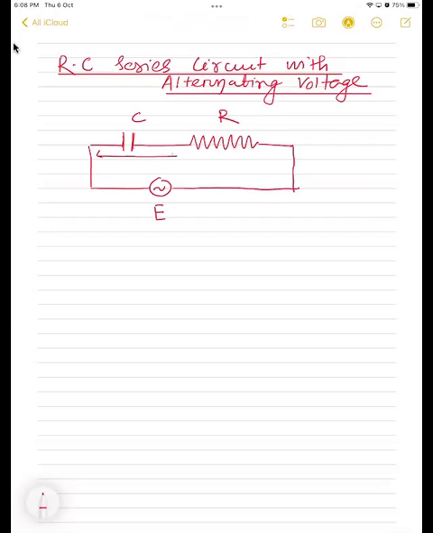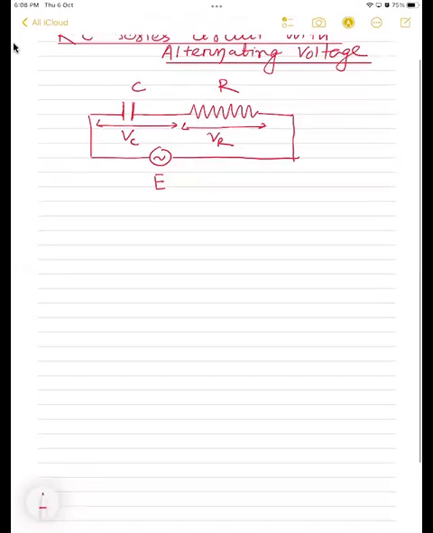This is one capacitance, and this is one resistance, connected to AC. Let this be E, that is E_m sin omega t. This is capacitance C, resistance R. The drop across the capacitance is VC, and the drop across the resistance is VR.